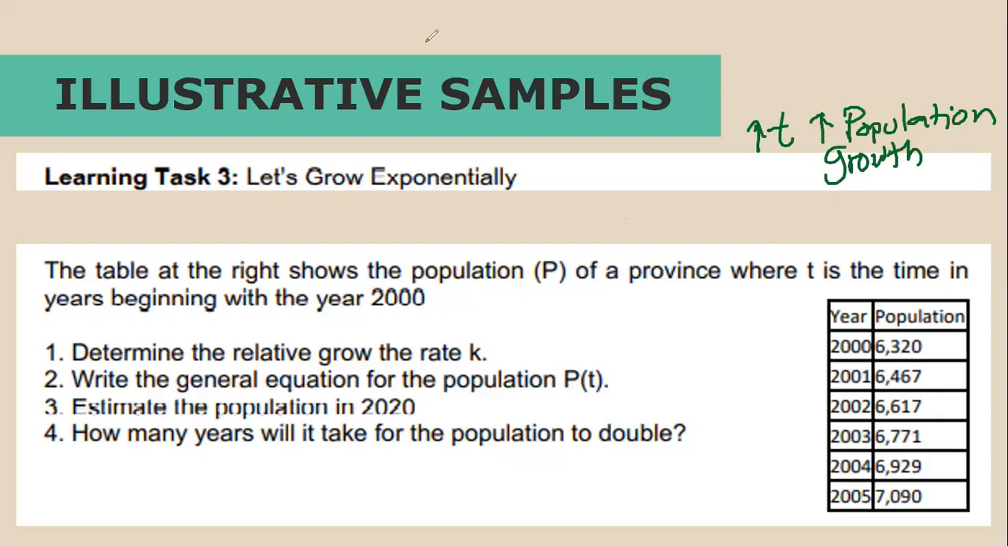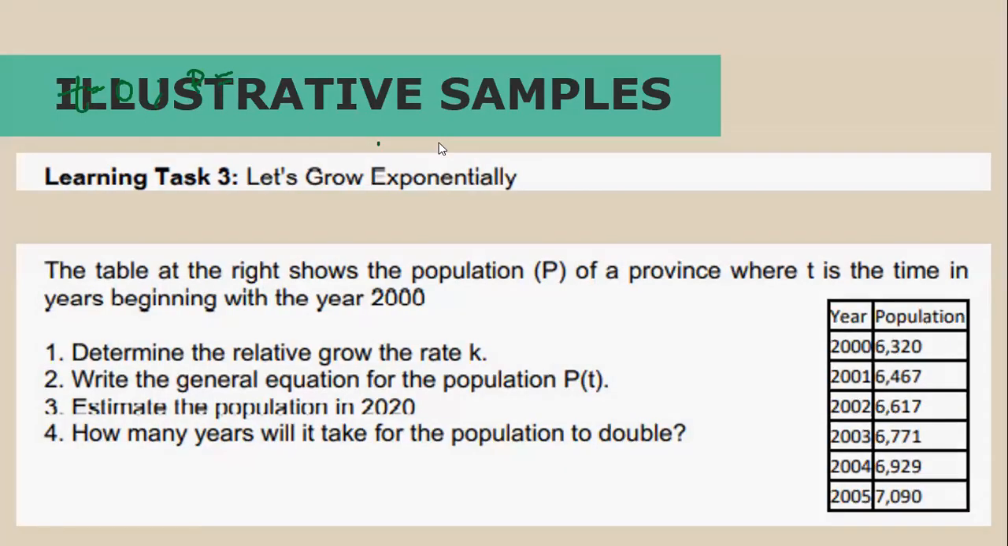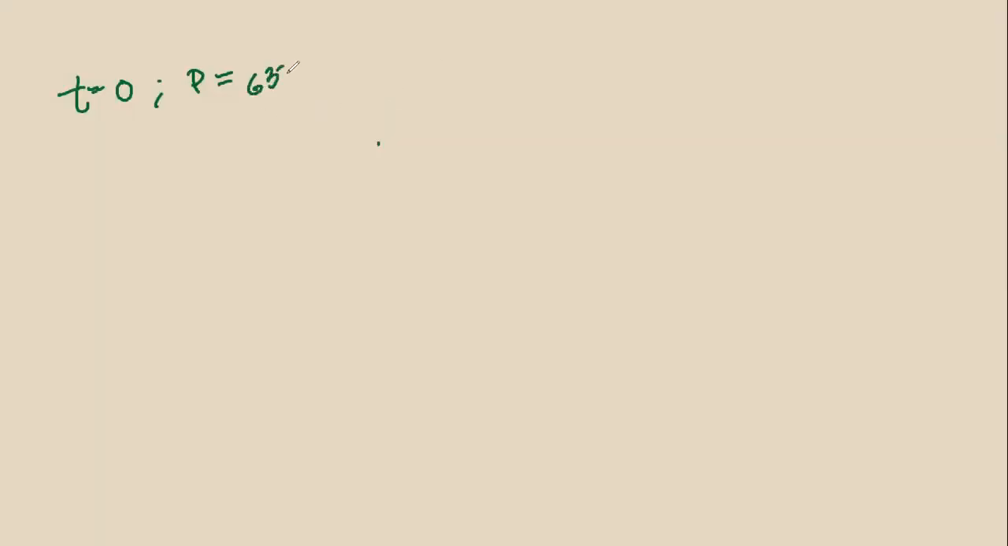Okay? So determine the relative growth. That is the rate K. So let's write our given. So we have at time t is equal to 0 or the initial time, at the beginning, the population is 6,320. And at time t, makalipas ang isang taon, P is 6,467.